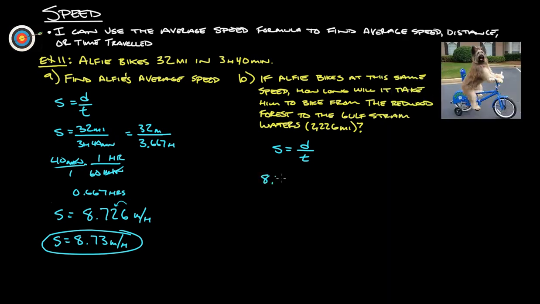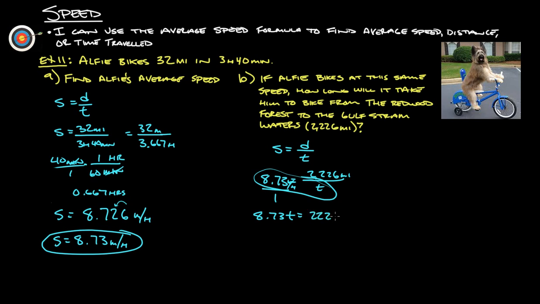So we've got 8.73 equals our distance, which is 2,226 miles. And this is miles per hour. We want to figure out what the time is, so we're going to figure it out in hours. Really this is the same thing as 8.73 miles per hour over 1. So we can just do cross products. So we know that 8.73t is going to equal 1 times 2226.